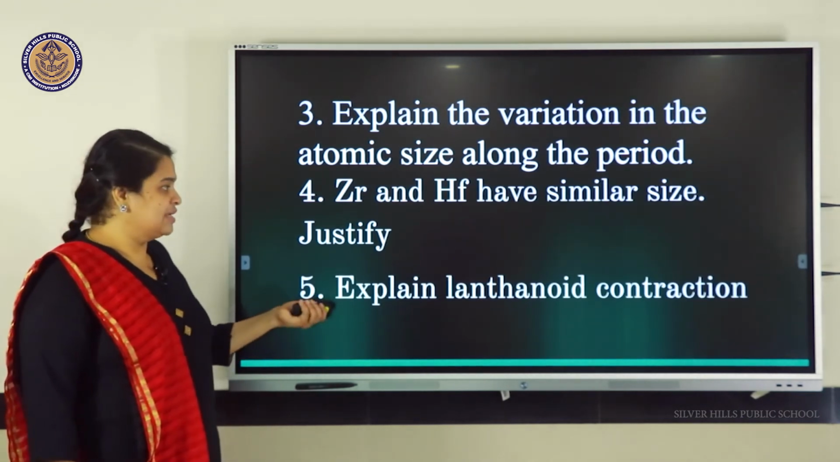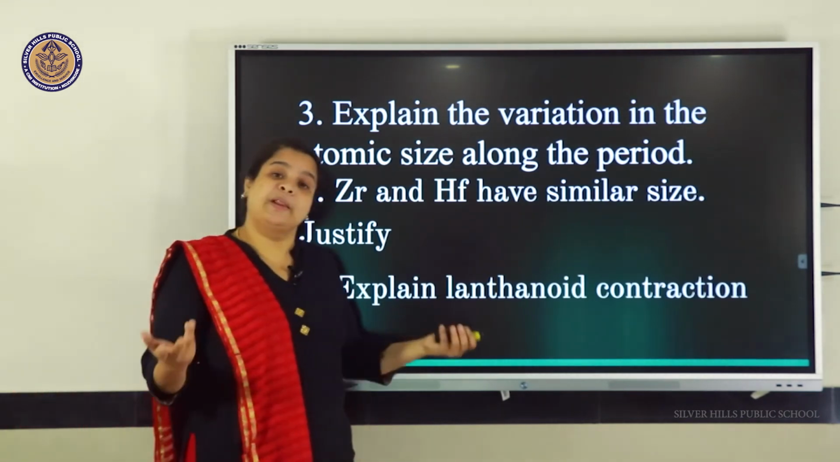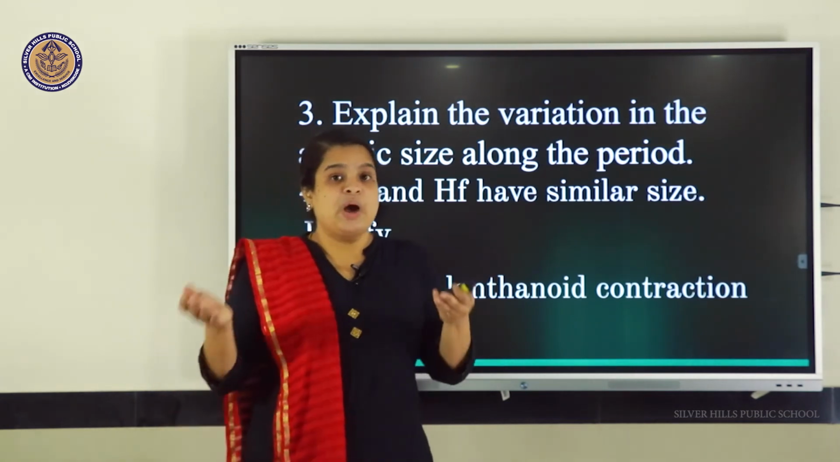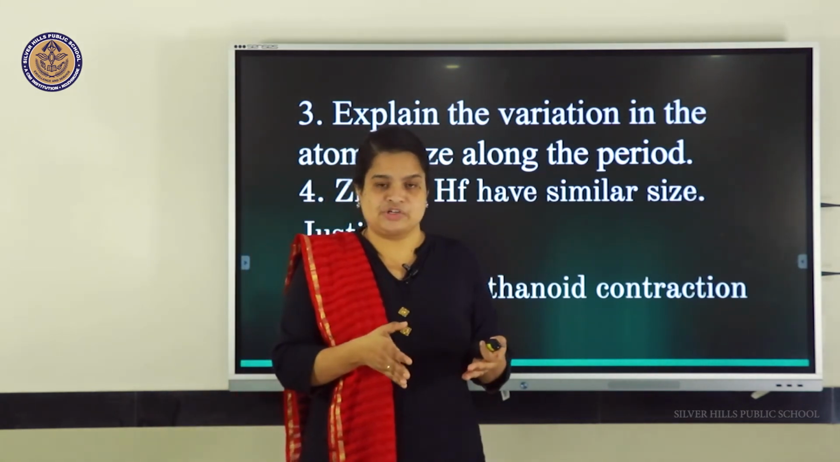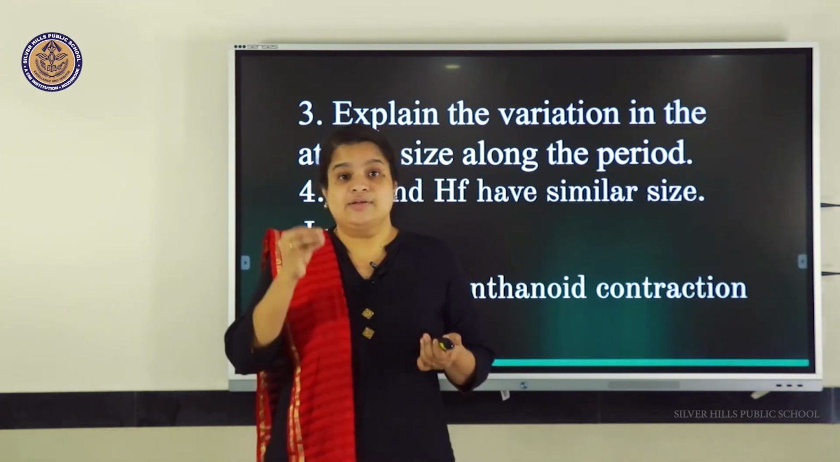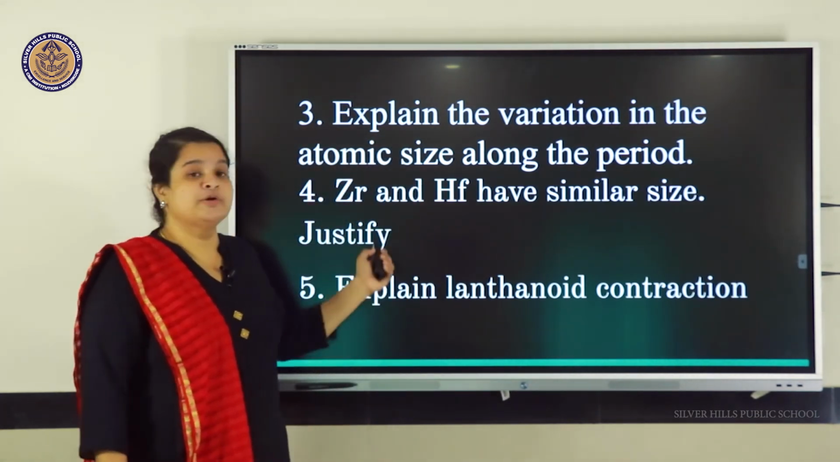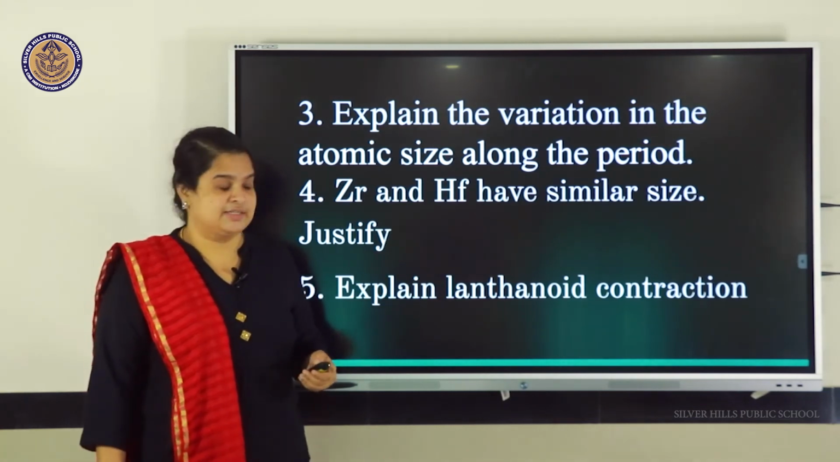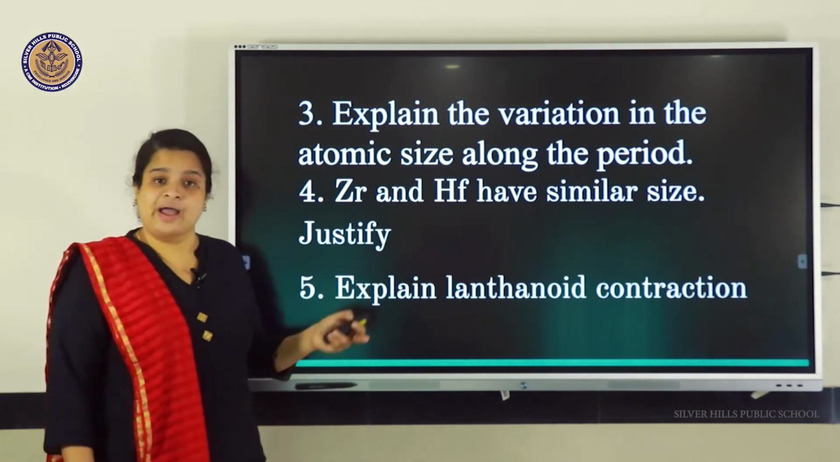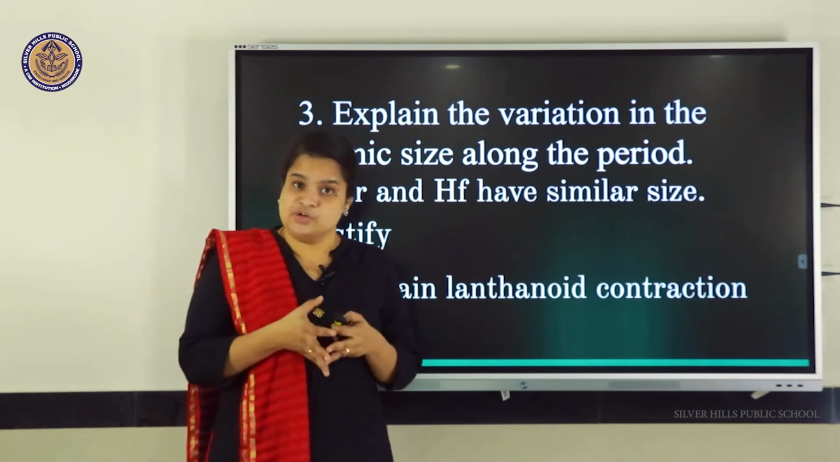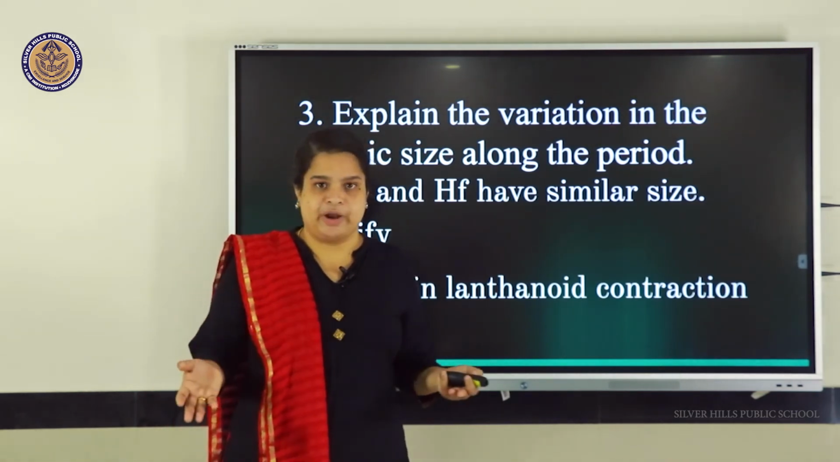Next, again the question can be even directly explain lanthanoid contraction. So, you have to explain the lanthanoid contraction and then tell that one of the consequences of lanthanoid contraction is zirconium and hafnium having similar size. So, questions number 4 and 5 can be asked as related questions together or as separate questions.